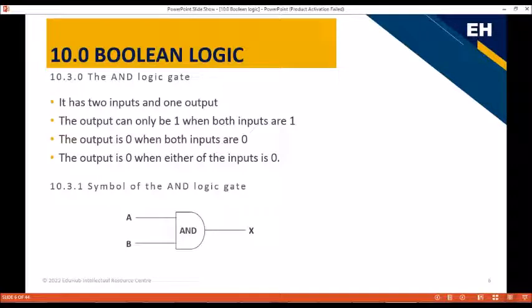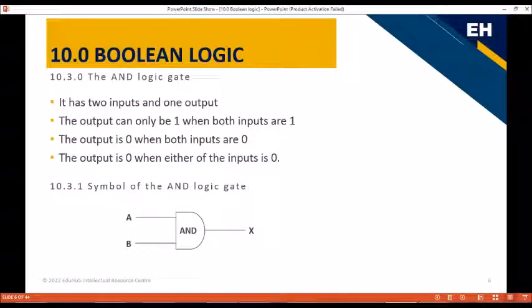The second logic gate we shall be learning is the AND logic gate. And the characteristics are as follows. It has 2 inputs and 1 output. Remember, it is possible for a logic gate to have more than 2 inputs except the NOT gate, which must always have a single input.